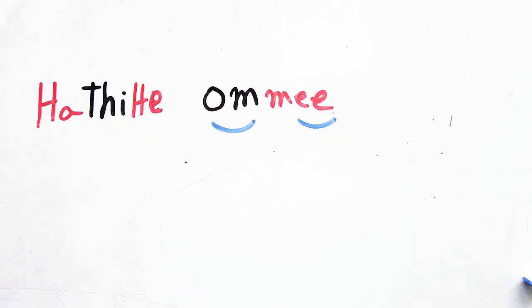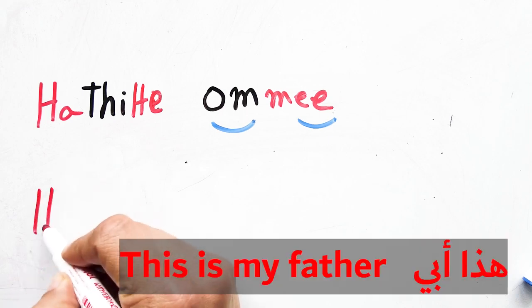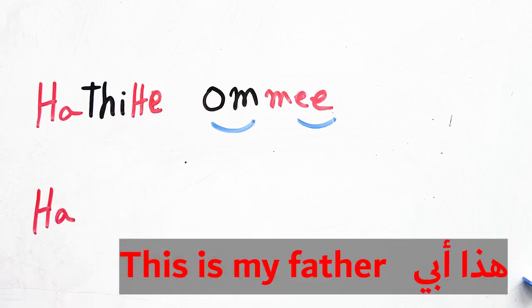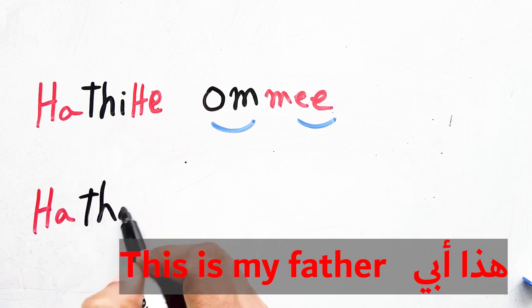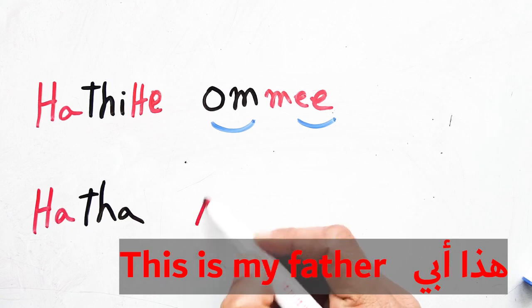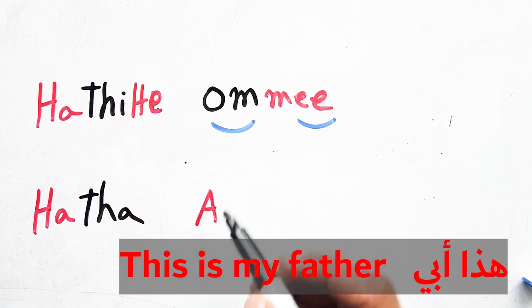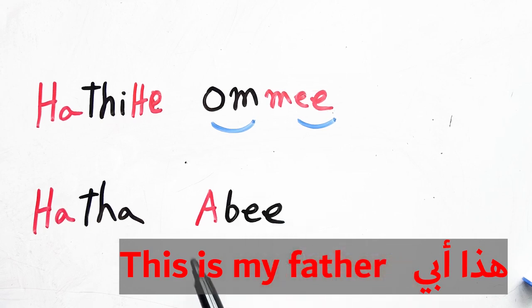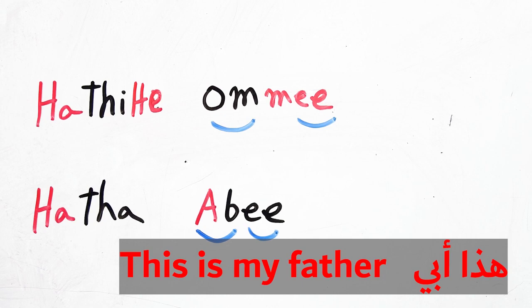Let's write: this is my father. So let's add here the second example. هذا أبي, my father. The word father is just أب, and ي is the possessive pronoun. So هذا أبي, this my father, which correctly in English is "this is my father."